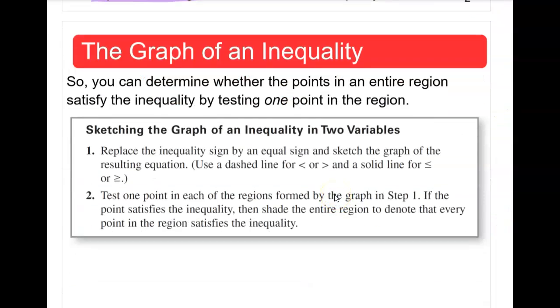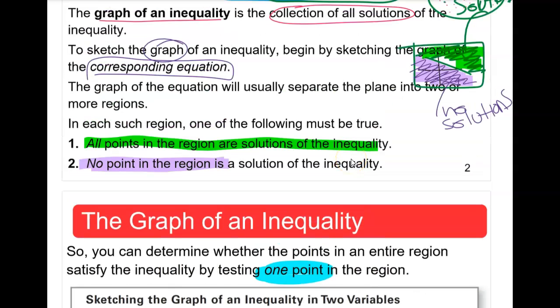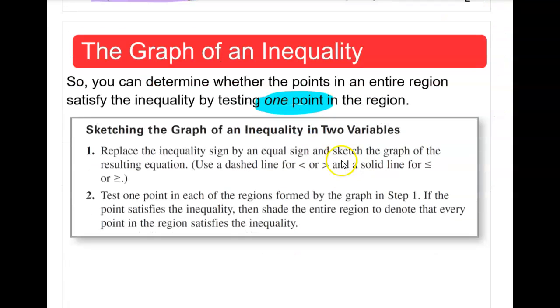To graph the inequality, we can determine whether the points in an entire region satisfy the inequality by testing only one point, and that will be enough. After dividing the XY plane into two regions, if I select just one point and substitute it back into the original inequality and it gives me a true statement, then that will be the region that contains all the solutions.